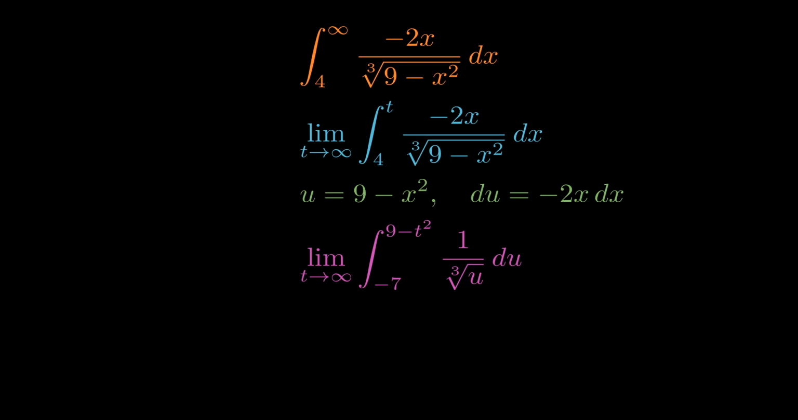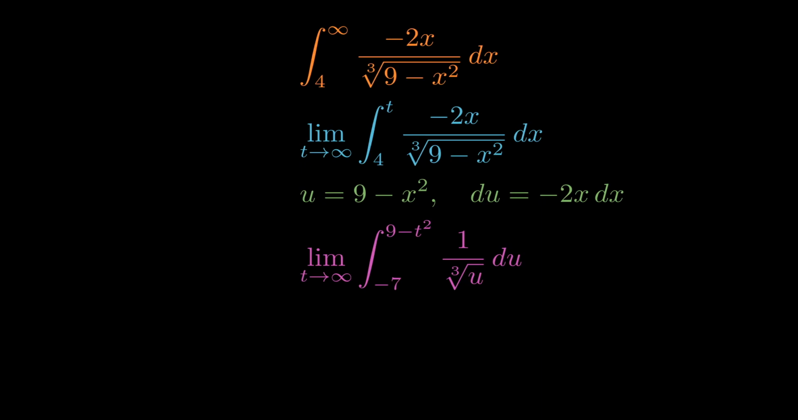However, there's one important thing. As I said, this is not an antiderivative. We're finding the definite integral because we have actual bounds. And this means that we must change the bounds since we're using u substitution. To change the bounds, we simply plug in the lower bound and the upper bound of the integral into u equals 9 minus 6x squared, and then that will be our new bounds. So we plug in 4 to get negative 7, so that's our lower bound, and then we plug in t to get 9 minus t squared.